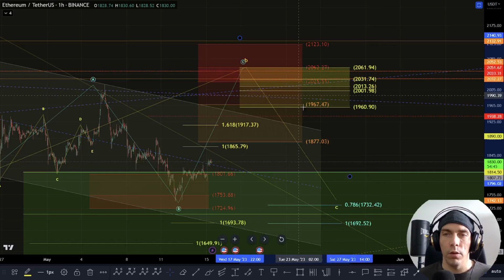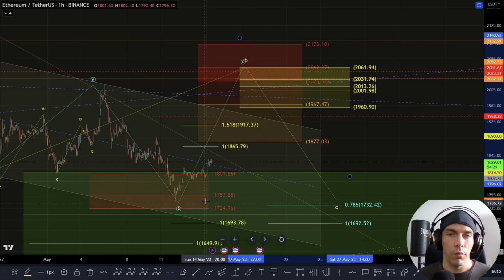So the typical area we look for a rejection here would actually be between this 2061 to this 1960. So there's a little bit of a cluster within here of some of these fib levels, particularly this 786 and this 1.382, which is sitting here towards this 2062. So if we do get a move up into this zone, we'd be keeping an eye on that level, as well as this lower range here.